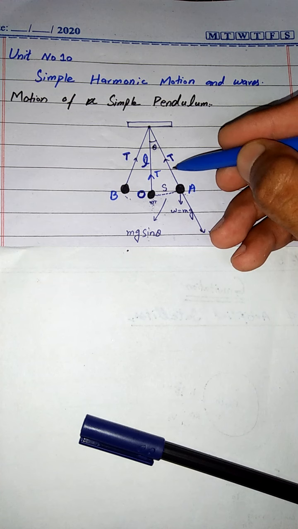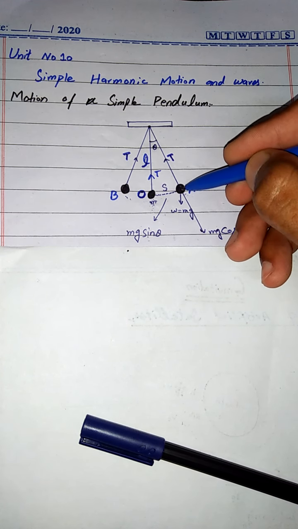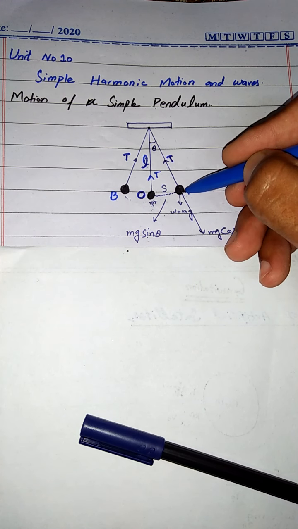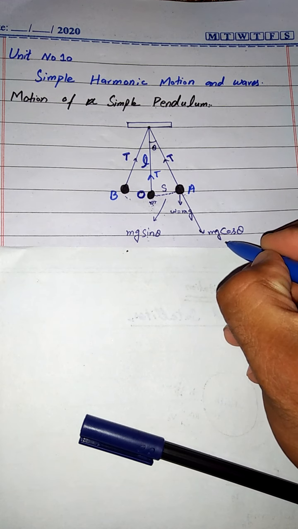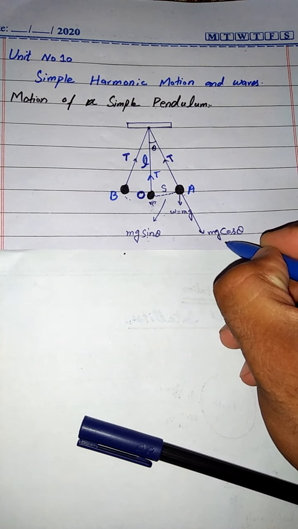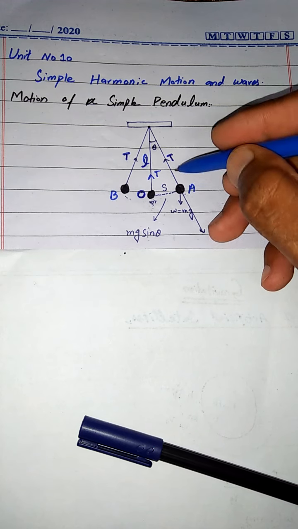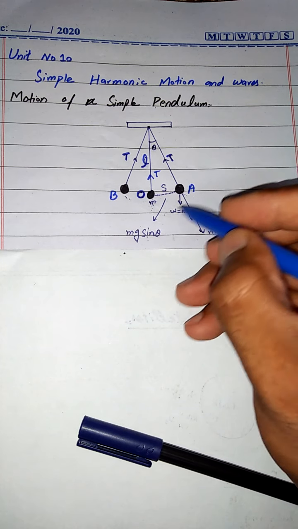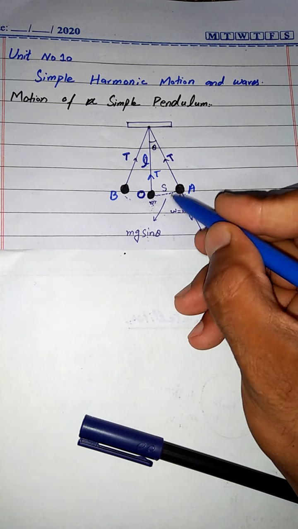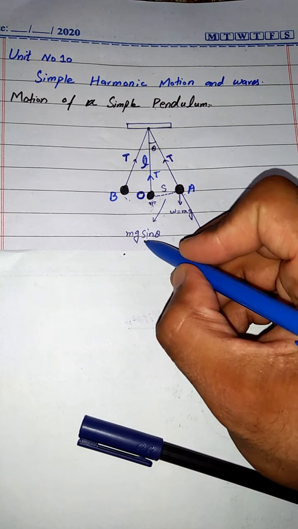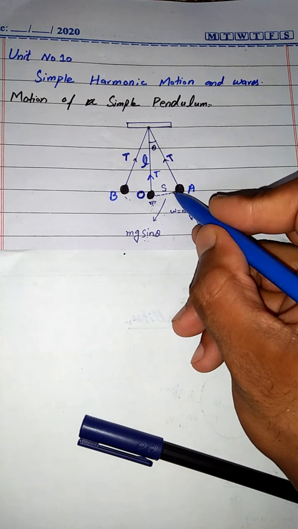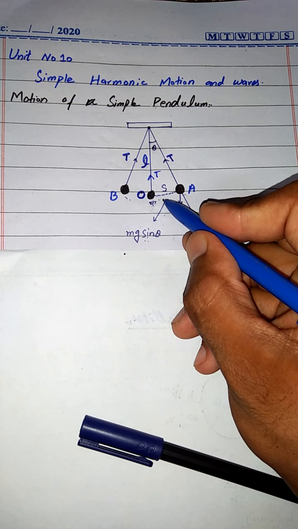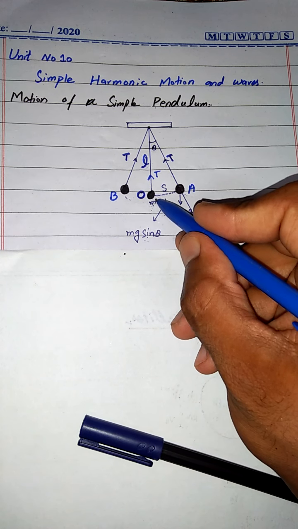Here the tension is upward and the weight of the object is vertically downward, and both cancel the component of the weight, mg cos theta. Here is mg cos theta, that is the component of weight. Hence there is no motion along this direction. Now there is another component, mg sin theta, which is directed towards the mean position and acts as a restoring force. Due to this force, the bob starts moving towards the mean position O.